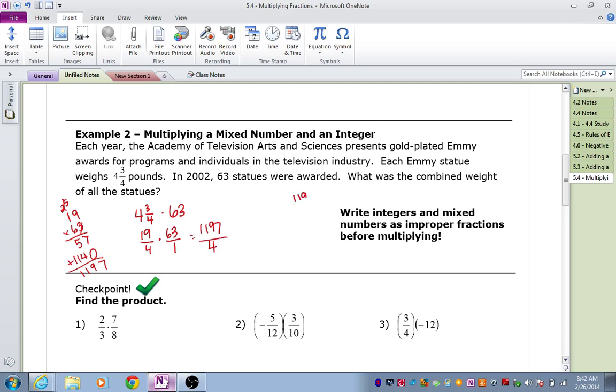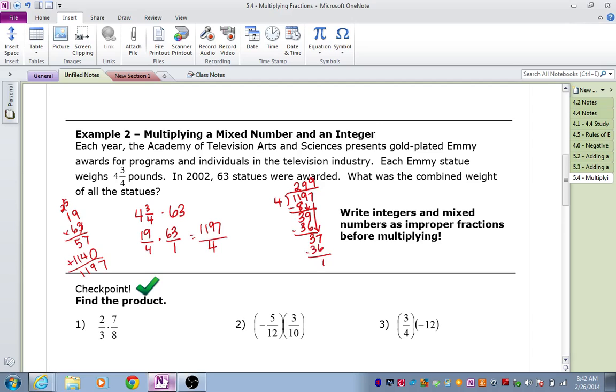So we need to figure out how many times 4 goes into 1,197. Well, 4 doesn't go into 1. 4 goes into 11 twice, which would be 8. Bring down your 9. 4 goes into 39 9 times, which is 36. Bring down our 7. 4 goes into 37 9 times again, which is 36. We get a remainder of 1.